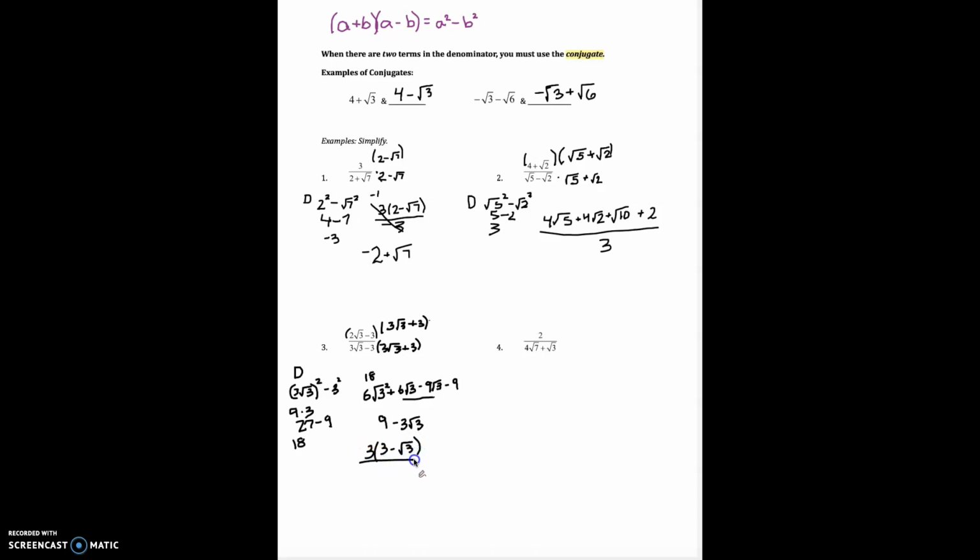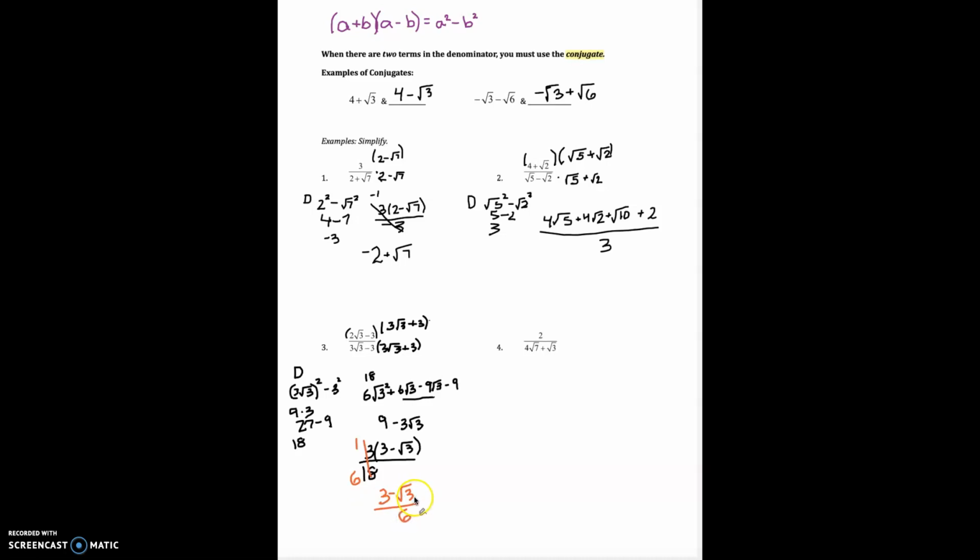And the denominator is 18. Now let's try this one more time. I'm going to change the color here. I think it worked that time. So 3 divided by 18 would be 1/6. So our final answer is 3 minus root 3 over 6. And we can't do any simplifying.